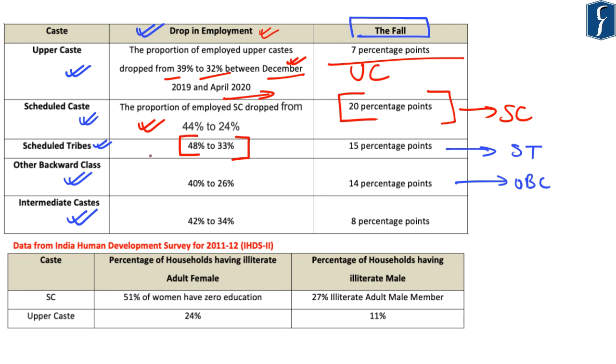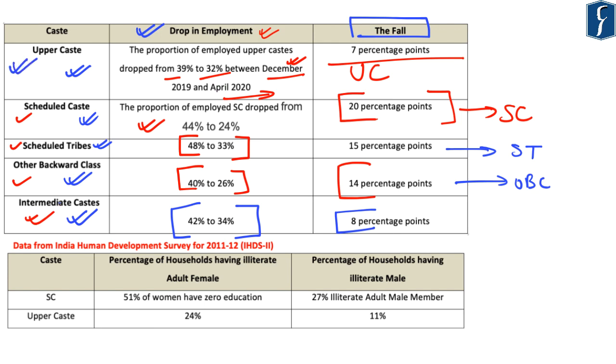Whereas for OBCs, the drop in employment percentage was from 40% to 26%. That is a drop of 14 percentage points. And for intermediate caste, the author mentions that the drop has been 8 percentage points, from 42 to 34%. So overall, what the authors have tried to highlight is that it is the lower caste, including the scheduled caste, scheduled tribe, other backward class, and intermediate caste who have suffered more as compared to those belonging to the upper caste. Further, in this regard, the author has also taken data from the Indian Human Development Survey for 2011-12.